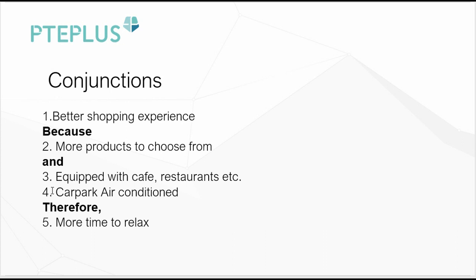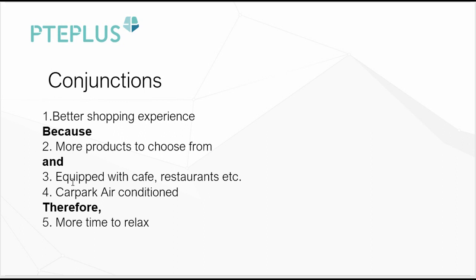But the key here is at the bottom. We've got the word therefore. Therefore, we've got more time to relax. And therefore serves not only as some sort of conclusion, but it also serves as a conjunction. So this is essentially the key to being able to have more coherence in our text.